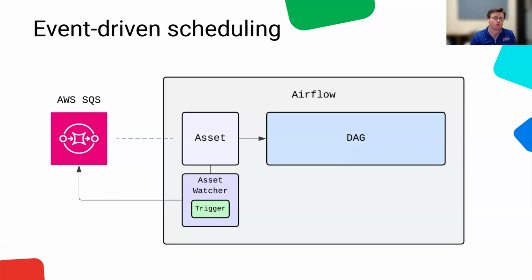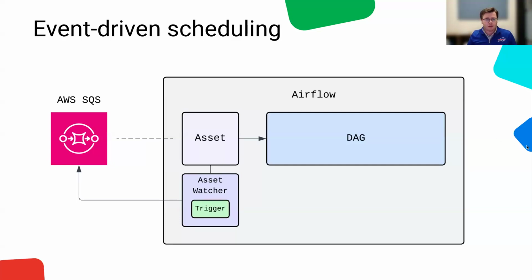The reason for that was that event-driven scheduling really was designed with queue-based assets in mind. So this is the initial design here: I have an AWS SQS queue. This is really, when Airflow 3.0 came out, the primary example that we were working with. And this is our architecture diagram here.